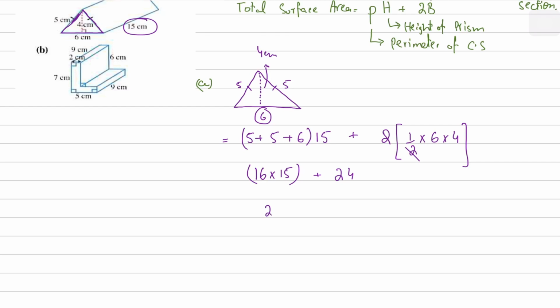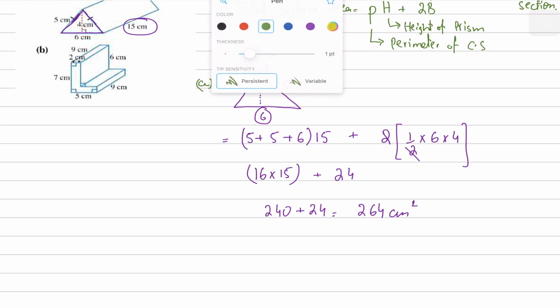150 and 90. Yeah, 240. 240 plus 24 is going to be equal to 264. And don't forget that the unit is going to be centimeter square, since we're talking about area. Okay, that was part 1.